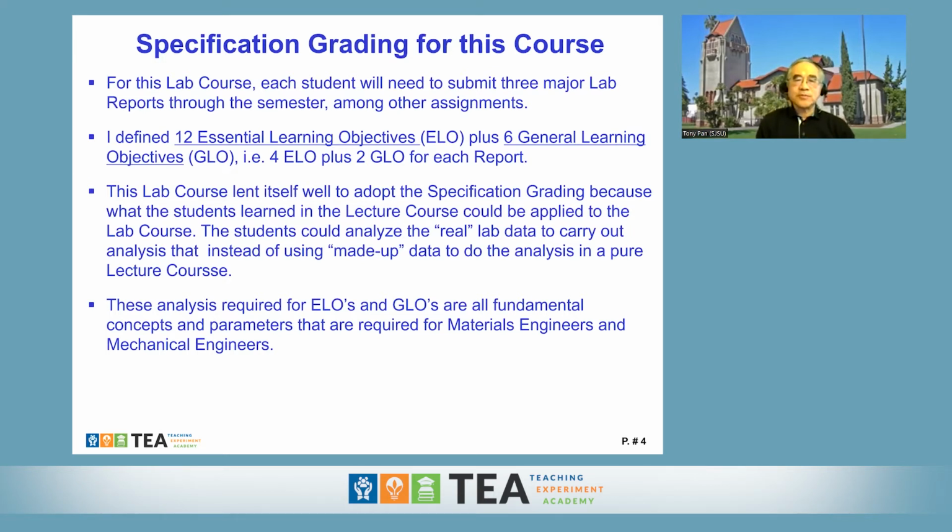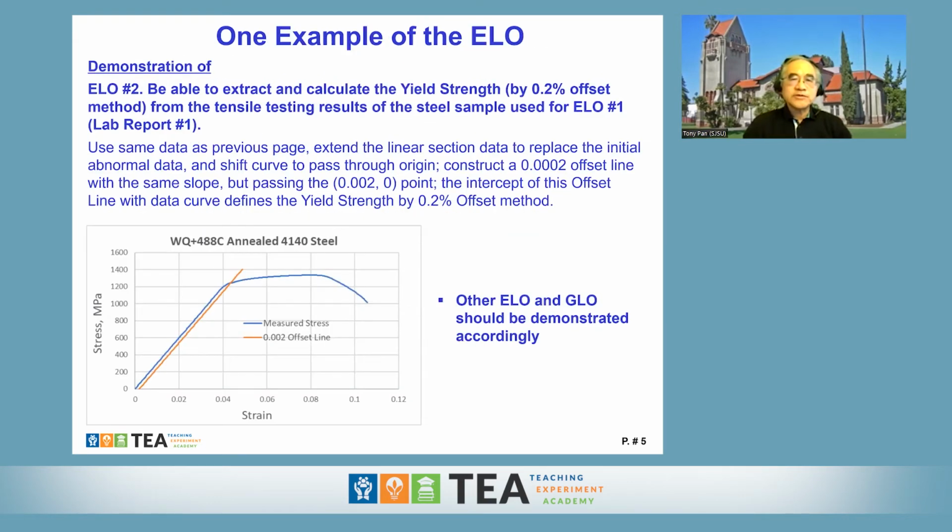The analysis required for those ELOs and GLOs are all really fundamental concepts and parameters that each materials engineer and mechanical engineer really needs to know. For example, this is one of the ELOs, and I won't go into much detail, just briefly mention: this is to extract the 0.002 offset yield strength of a material from the stress-strain data or from the instrument data.